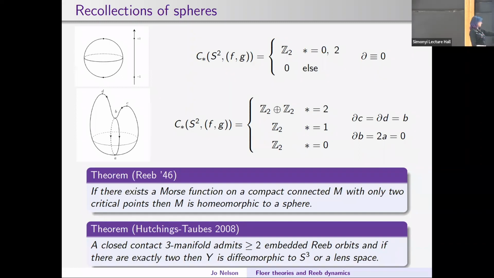And then in terms of a contact interpretation, there is this theorem by Hutchings and Taubes, which generalizes some of the arguments that appeared in Taubes' proof of the Weinstein conjecture, which says that a closed contact 3 manifold always has to admit at least 2 embedded Reeb orbits. And if it admits exactly 2, then it has to be diffeomorphic to a 3 sphere or a lens space. And so we're still seeing these strong conditions about numbers of periodic orbits governing the underlying smooth structure of the manifold.